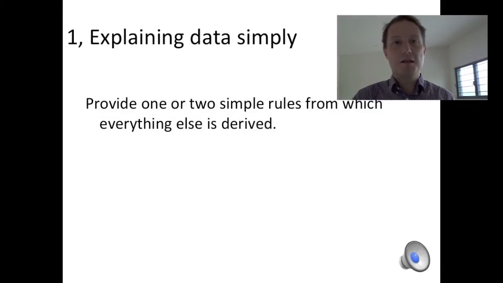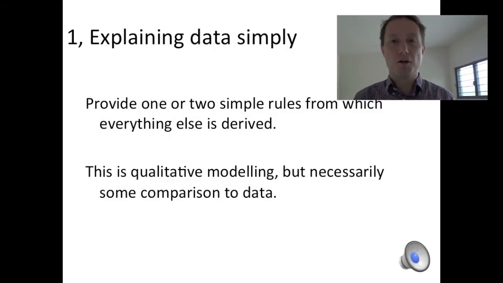So explaining data simply. What I've written here is we want to provide 1 or 2 simple rules from which everything else is derived. This is really qualitative modelling. In many systems, we're going to be describing qualitative properties of the system. But it necessarily means we want to compare something to data. We want a qualitative description which compares something to data.